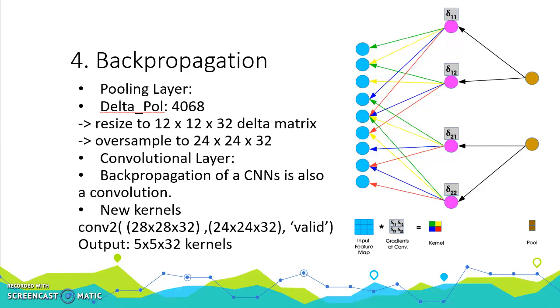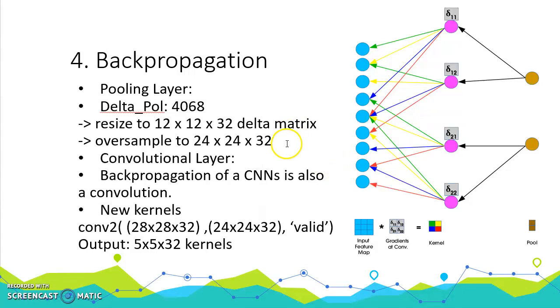The first thing we want to do is to reshape it into its original shape. So here I reshape the delta matrix into a 12 by 12 by 32 volume. And after that we will do oversampling to make a gradient matrix of the same size as the convolution layer. So after the oversampling, I got a matrix of 24 by 24 by 32.